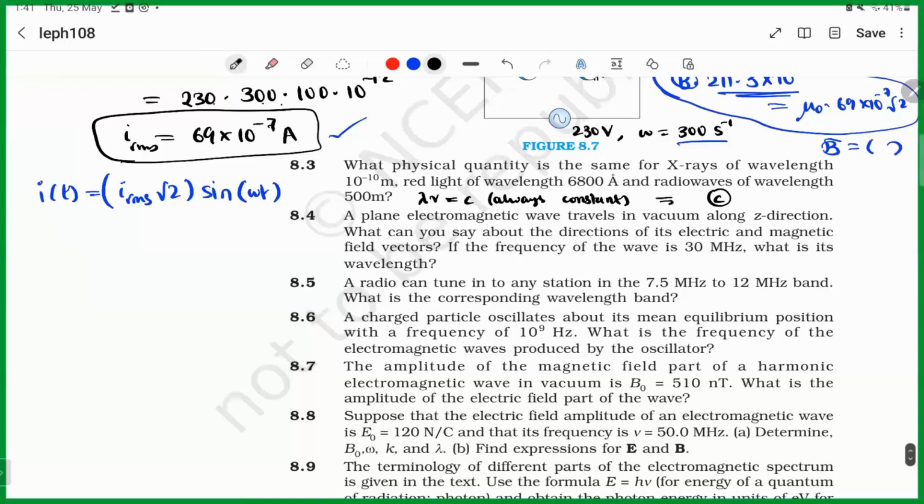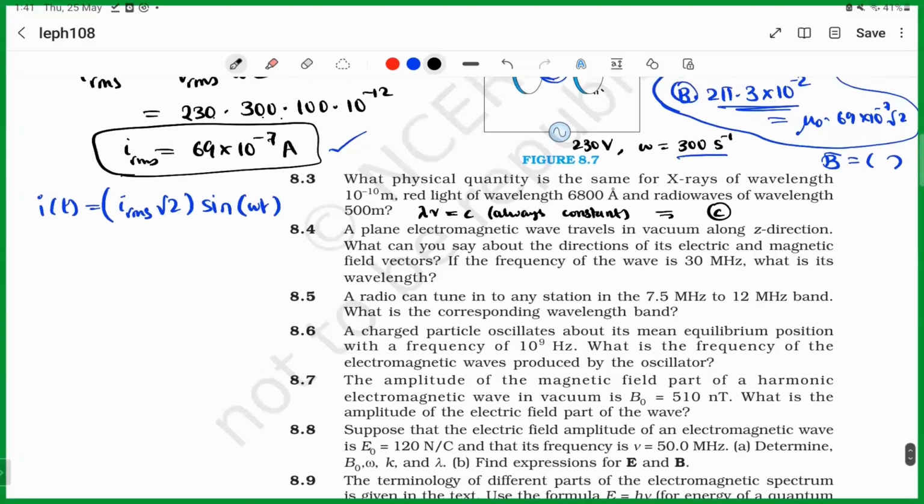A plane electromagnetic wave travels in vacuum along the z-direction. What can you say about the directions of electric and magnetic field vectors? Okay, this is something that I don't think I've told you yet. But the direction of the light is always equal to the cross product of the directions of the electric and magnetic fields. This is a very important concept. Basically, if you use your right hand thumb rule, wrapping from electric field to magnetic field, your thumb will point in the direction of the light wave.